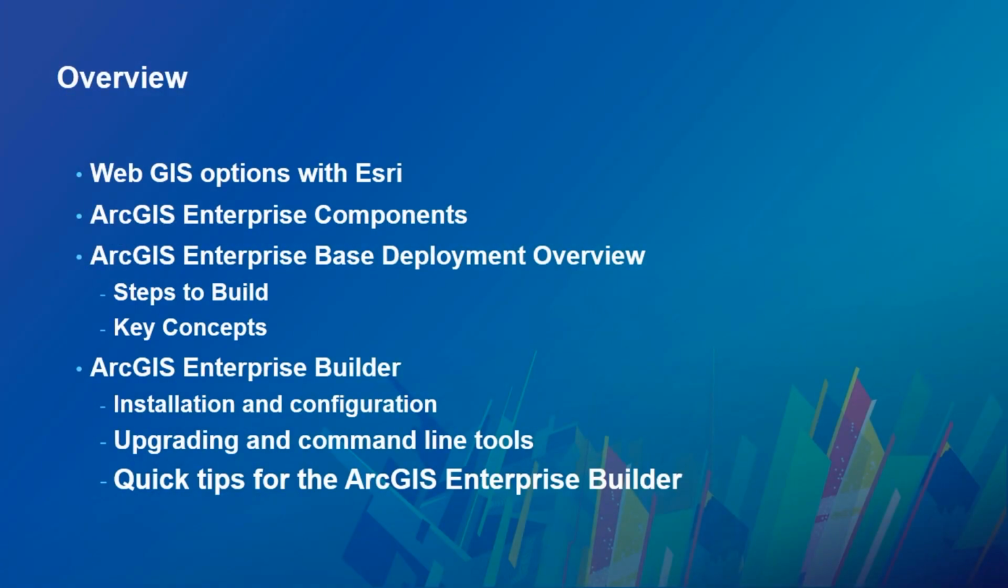So to start, I'm going to do a brief overview of the Web GIS options that you get with Esri. That would be ArcGIS Online and ArcGIS Enterprise. Following that, we're going to do an overview of the ArcGIS Enterprise components. That is all the software pieces that make up ArcGIS Enterprise, as well as how they're configured together to form the base deployment. We'll go over the steps to build the base deployment, as well as some key concepts that are really good to know moving onwards.